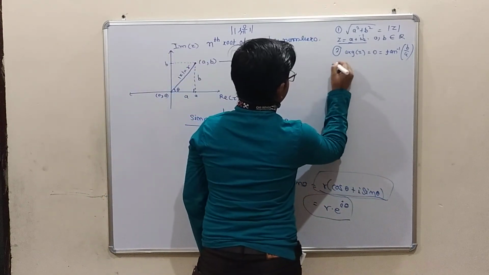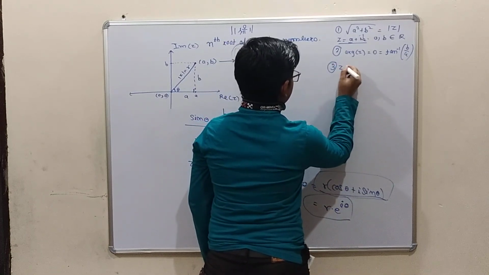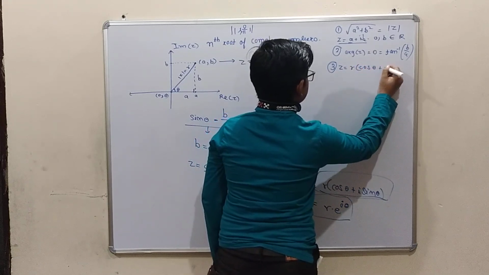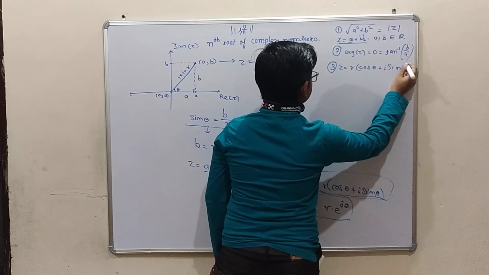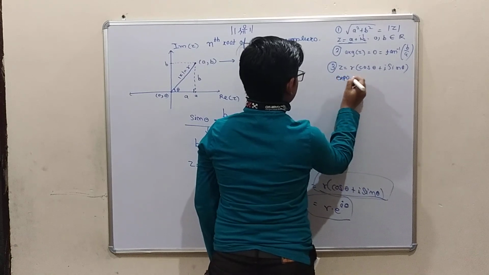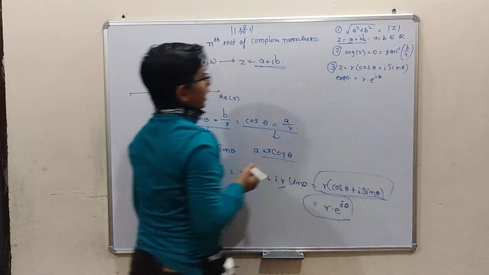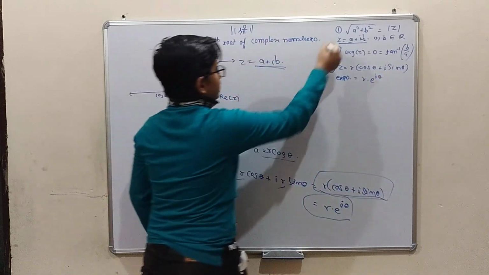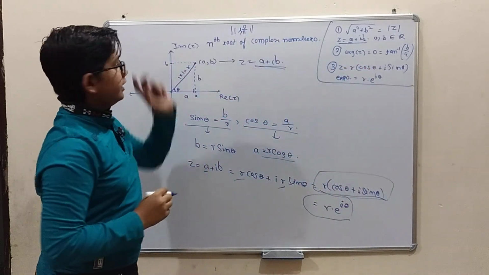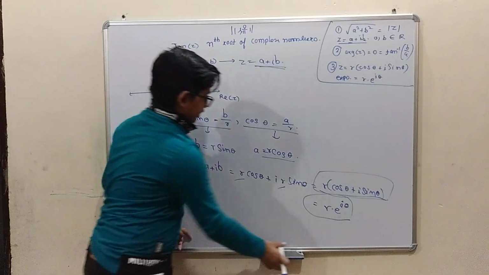Now we will write it over here, third, which is the polar form. Z is equal to r times cos theta plus i sin theta, and the exponential form will be equal to r times e raised to the power i theta. These are the three things that we first have to know, and then we can start the derivation of the nth root of the complex number.